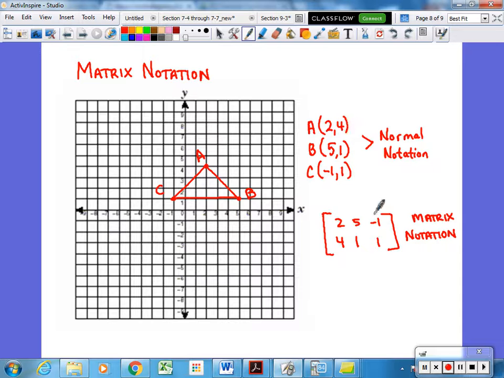This is how I would put it in what's called matrix notation, where the first row right here are all of my x values, 2, 5, negative 1. Row 2 is all of the y values that correspond, 4, 1, 1, and each column represents a point. So this is how you would take normal notation and put it into matrix notation.